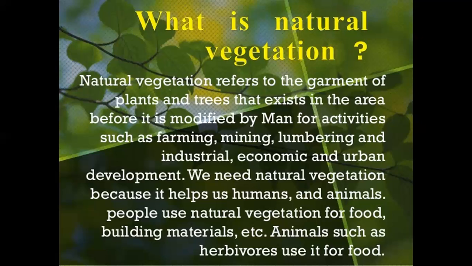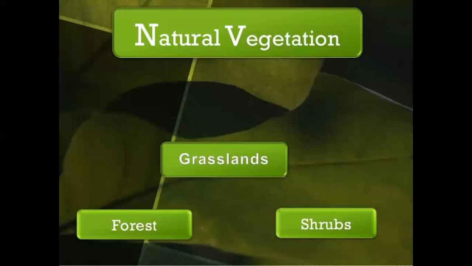We need natural vegetation because it helps us humans and animals. People use natural vegetation for food, for building materials, etc. Animals such as herbivores also use it for food. Let's talk about types of natural vegetation. There are three types of natural vegetation: grasslands, forest, and shrubs.